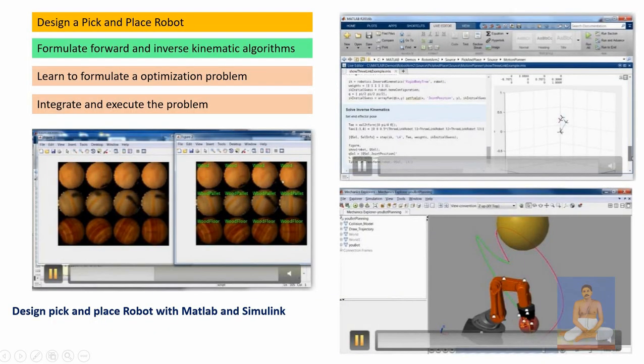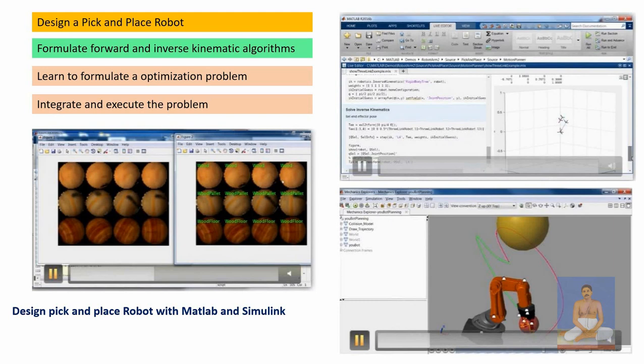Now if we come to the next slide, here's an assignment for you. It's a very interesting assignment. If you see here, design pick and place robots. To design a pick and place robot, you need to formulate forward and inverse kinematic algorithms. These forward and inverse kinematic algorithms are an integral part of robotic design. We will come to this discussion later on in our coming tutorials.